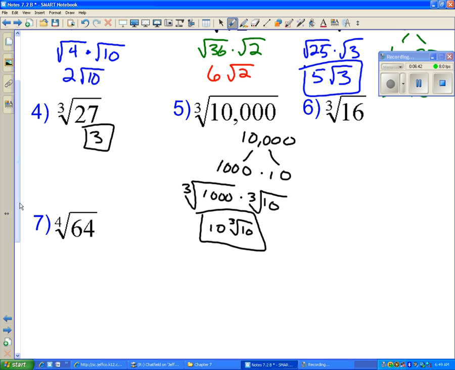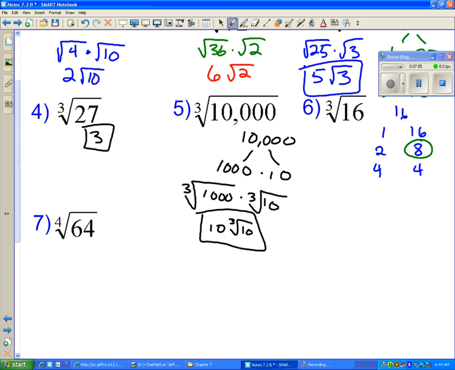Okay. Number 6, I want the cube root of 16. What perfect cube goes into 16? Well, again, my factors of 16 are 1 and 16, 2 and 8, 3 doesn't work, 4 and 4. There's my repetition. I can stop. My perfect cube is 8.